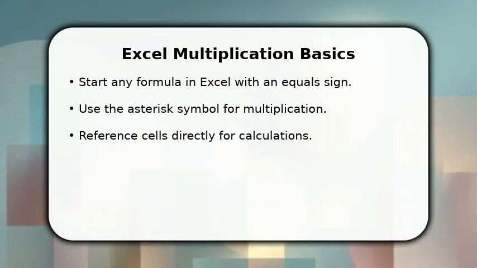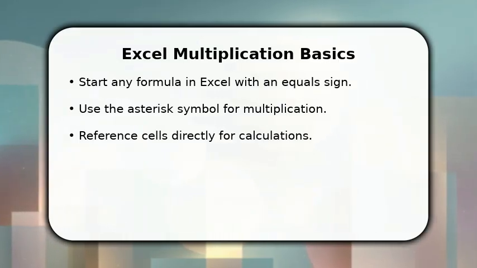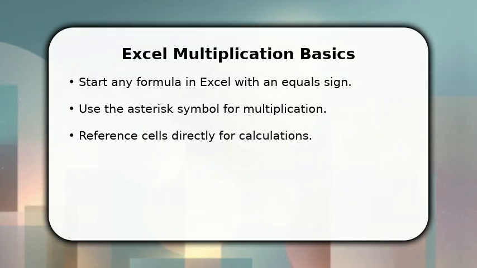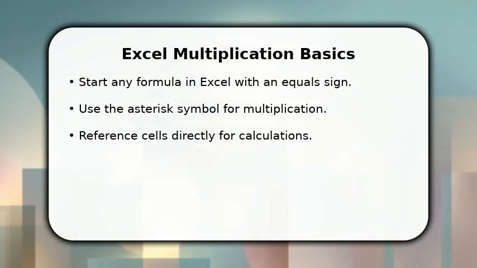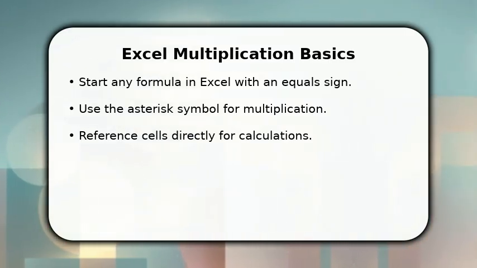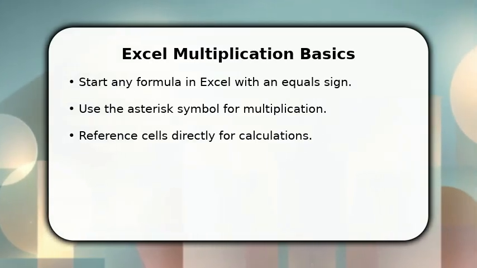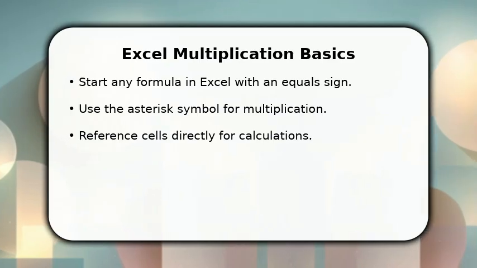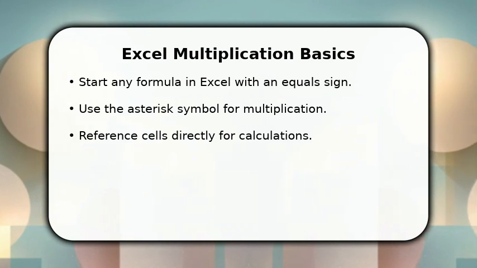In this video, I will explain how to calculate Excel multiplication. To begin, always start your formula with an equals sign in the desired cell. The asterisk symbol, often found above the number 8 on your keyboard, is the operator for multiplication. You can multiply numbers directly or, more commonly, reference specific cells containing the values you wish to multiply. This fundamental step is crucial for all subsequent calculations in your spreadsheet.